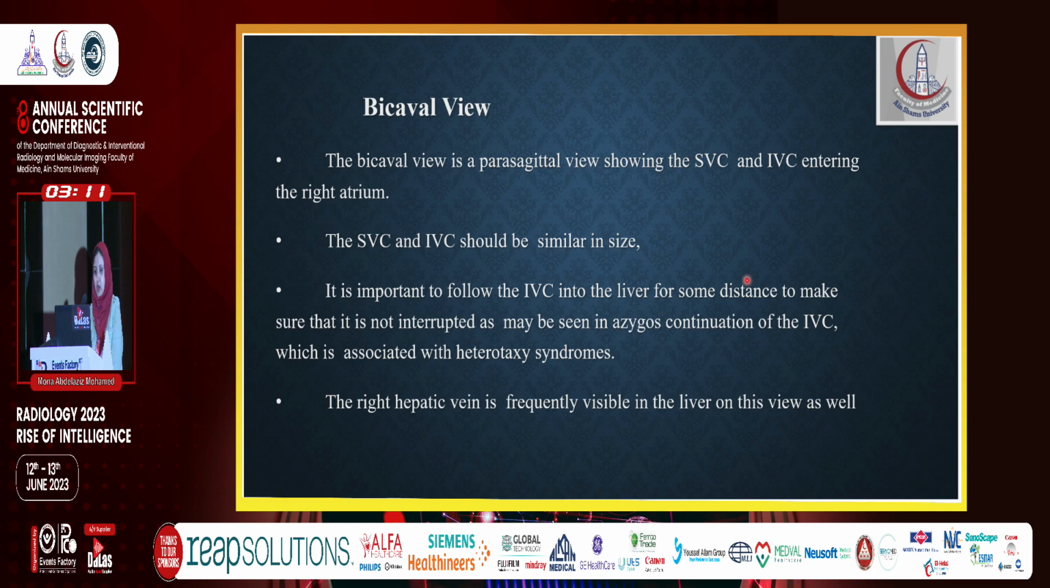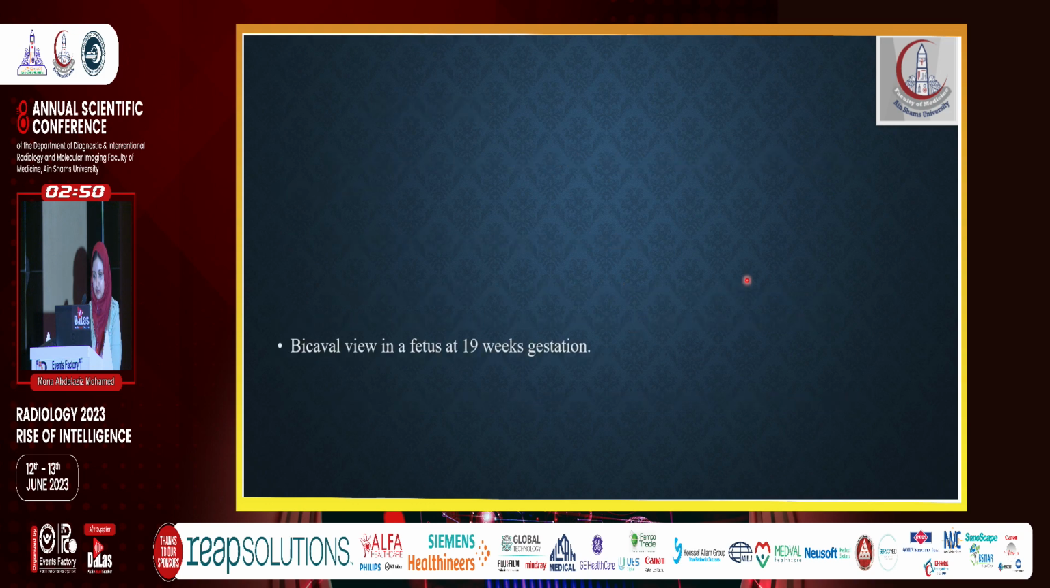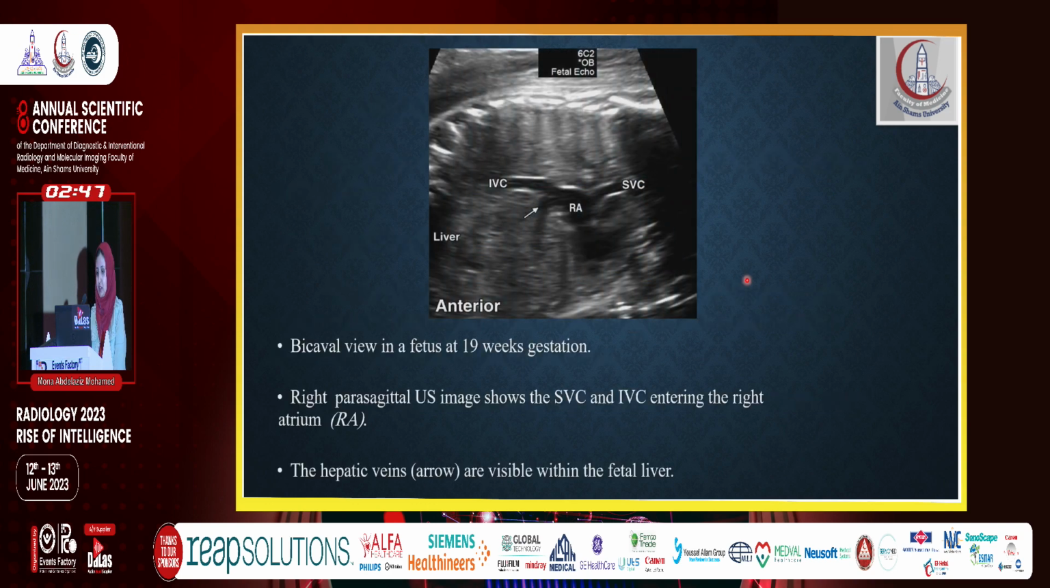The bicaval view, the parasagittal view, shows, as we mentioned before, the drainage of the superior vena cava and the inferior vena cava into the right atrium, and they should be similar in size. Also, on the same plane, we can see the hepatic veins in the liver and the drainage of the IVC. This is a bicaval view for a fetus of 19 weeks gestation, showing the drainage of the superior vena cava and the inferior vena cava into the right atrium. And we can also see the hepatic veins, represented by the arrow, within the fetal liver.